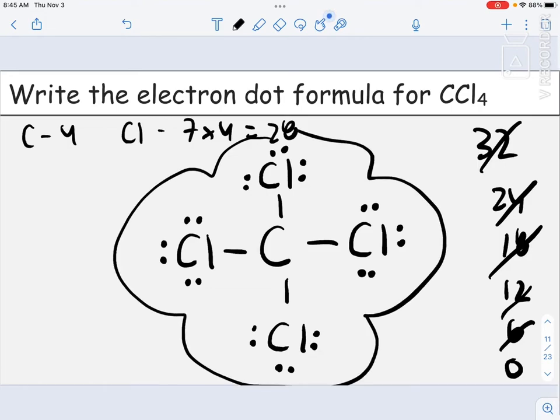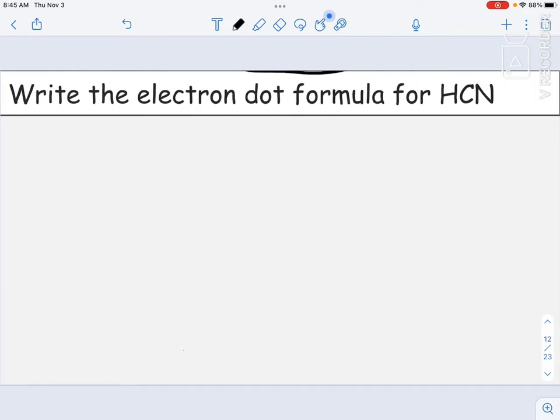Chlorine has 8 valence electrons as a result of those 4 covalent bonds, and every chlorine has 8 valence electrons around it. So everybody's happy. So that's the formula for carbon tetrachloride, okay?